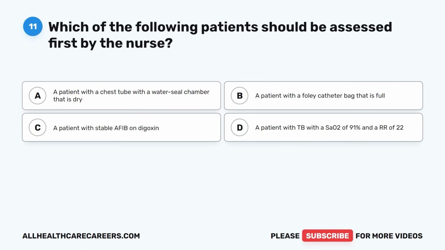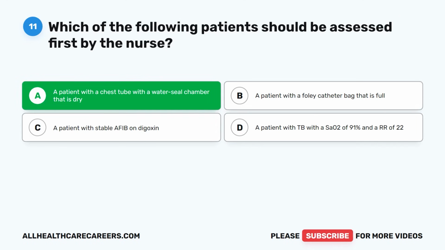Question 11. Which of the following patients should be assessed first by the nurse? A. A patient with a chest tube with a water seal chamber that is dry. B. A patient with a Foley catheter bag that is full. C. A patient with stable AFib on digoxin. D. A patient with TB with a SaO2 of 91% and a RR of 22. The correct answer is A.